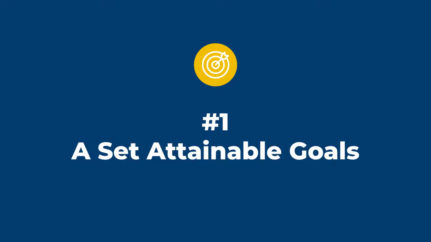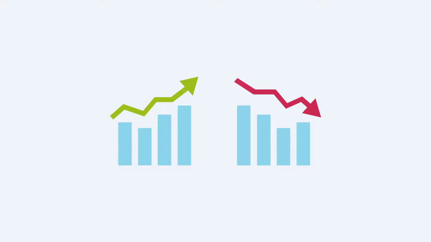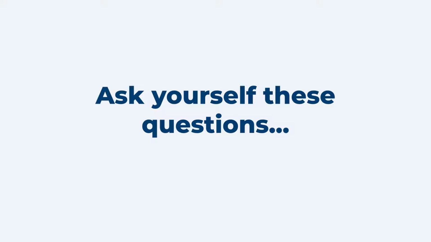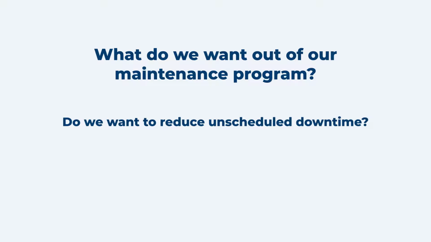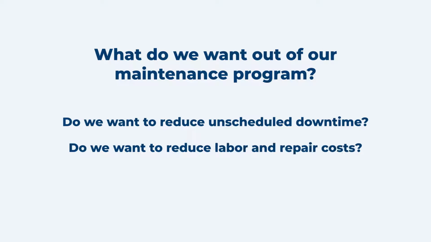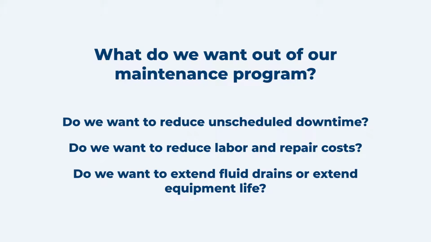The first step is setting your program goals and making sure they are attainable. To do this, carefully examine your current maintenance practices and strategies to determine if they are helping you accomplish your goals or not. For starters, ask yourself these questions. What do we want out of our maintenance program? What are our goals? Do we want to reduce unscheduled downtime? Do we want to reduce labor and repair costs? Do we want to extend fluid drains or extend equipment life?